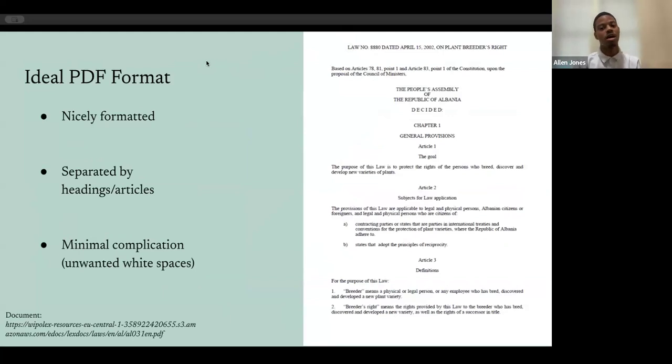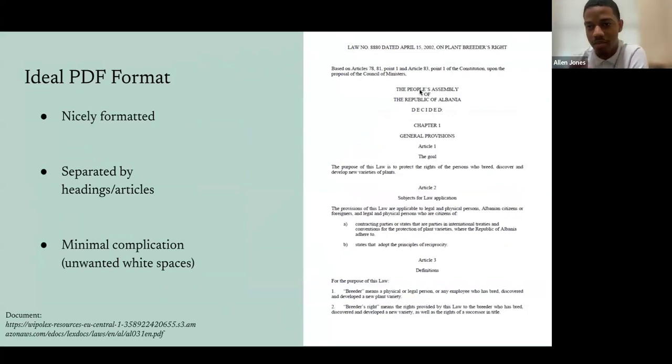So this is an example of an ideal PDF that we worked with. As you can see, it's pretty well labeled, and it's in the format that we want, which is chapter, then article. So it goes chapter 1, article 1, article 2, article 3. So it's easy to use something called regular expressions, which sorts through those titles. The only problem with a document like this would be the unnecessary white space. I don't know if you can see right under the Republic of Albania, the word decided. Instead of it being spaced out, we want that all the way together.